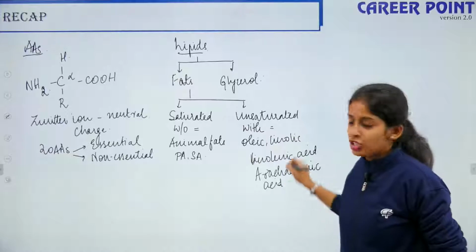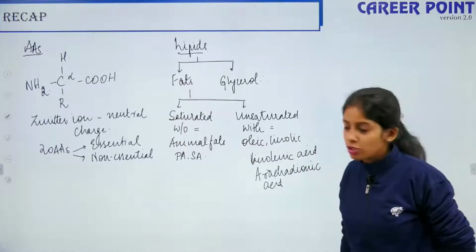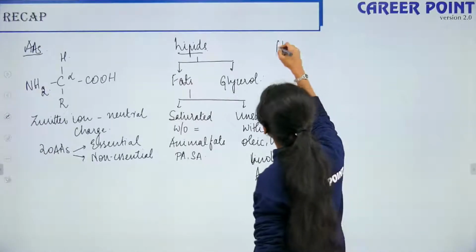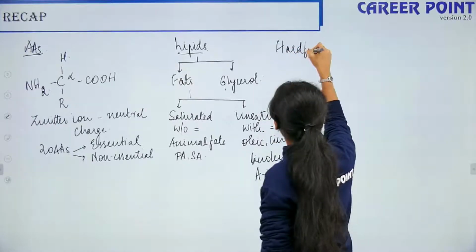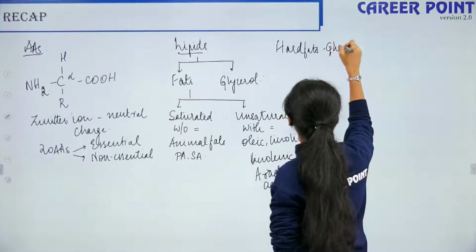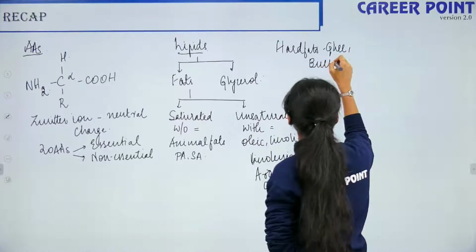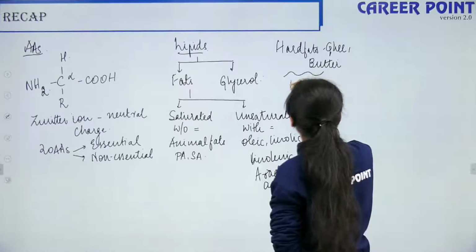So this I didn't let you know in the previous class. So please make a note of it. You have something known as hard fat. So hard fats include your ghee and butter. So they are basically triglycerides.